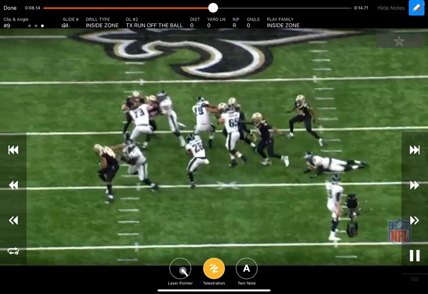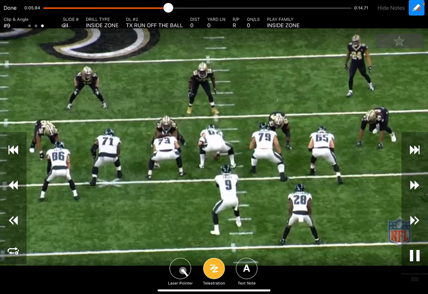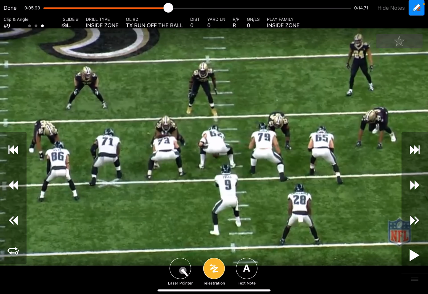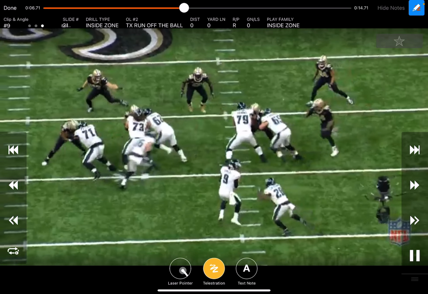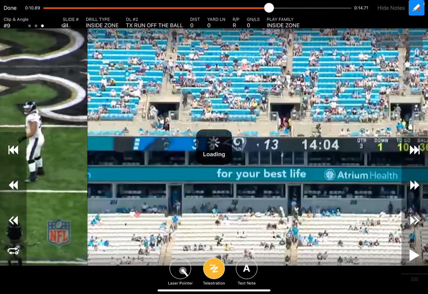So right here, you can see them moving all in the same direction. This is inside zone, and you can tell because of the aim point of the back, who is aiming somewhere towards the center right here. Inside zone, some call it tight zone. Boom. Inside zone. All of them moving the same direction.